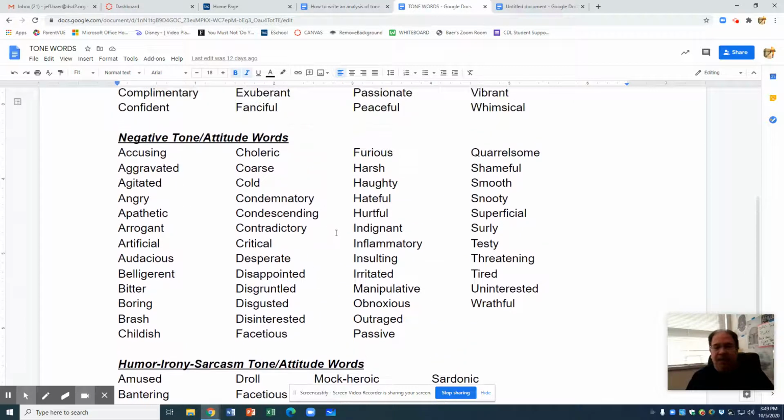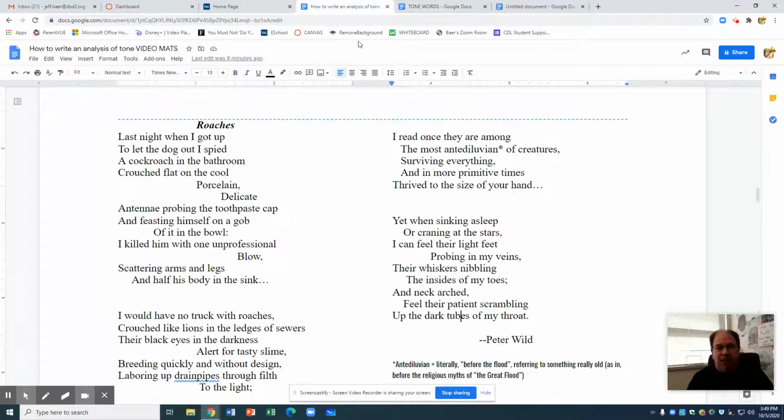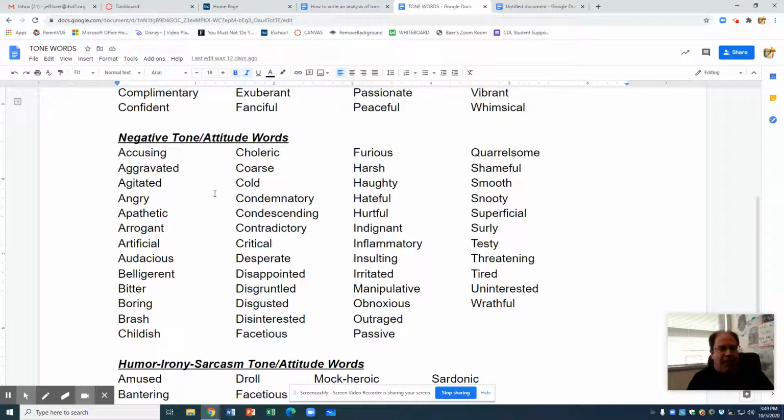But it doesn't really take a Rhodes Scholar to notice that this speaker's attitude towards roaches is not positive. This guy is not a member of the International Roach Appreciation Society. That's pretty obvious. So we know that we can narrow things down to this negative category. So let's scan through that negative category and see if we can find anything that kind of jumps out at us.